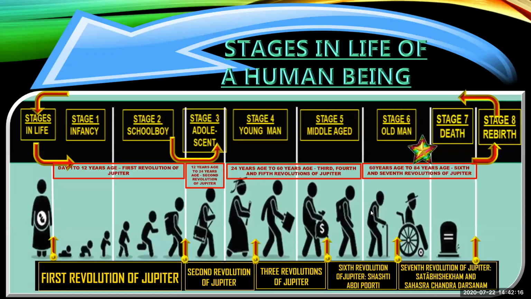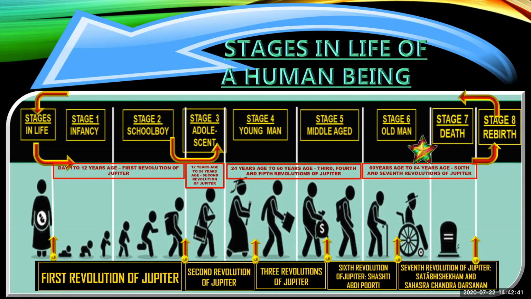So here we are with this star. In this stage, stage 5 is over. We have 60 years aged to 84 years, that is the 6th revolution, 7th revolution of Jupiter. We are coming to stage 6 and stage 7. From stage 7 onwards, having lived up to stage 6, every moment he must think of the call from the high above.